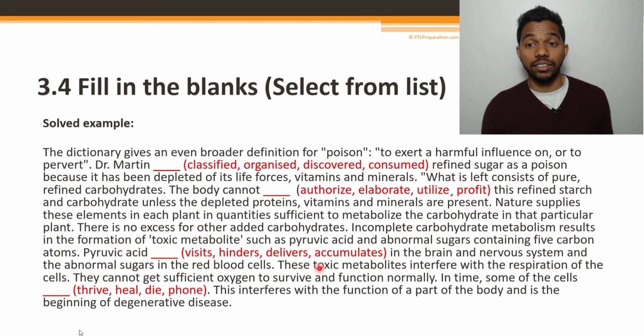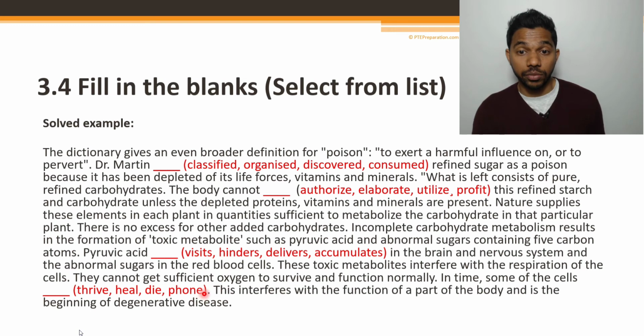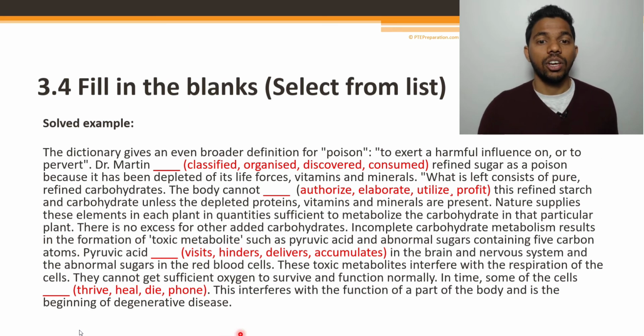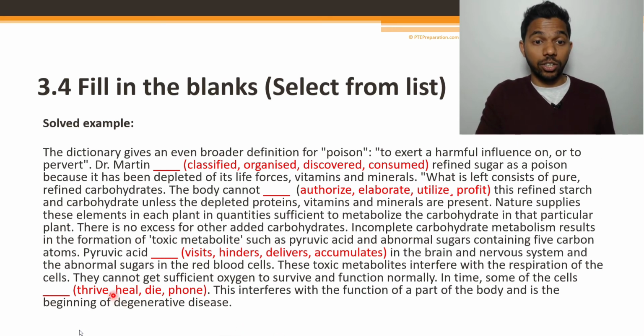These toxic metabolites interfere with the respiration of cells. They cannot get sufficient oxygen to survive and function normally. In time, some of the cells blank. This interferes with the function of a part of the body and is the beginning of degenerative disease. So they're talking about the toxins coming in the way of the respiration of cells. So because they do not get oxygen and cannot survive, some of the cells, so obviously it is a negative thing that is associated with them.